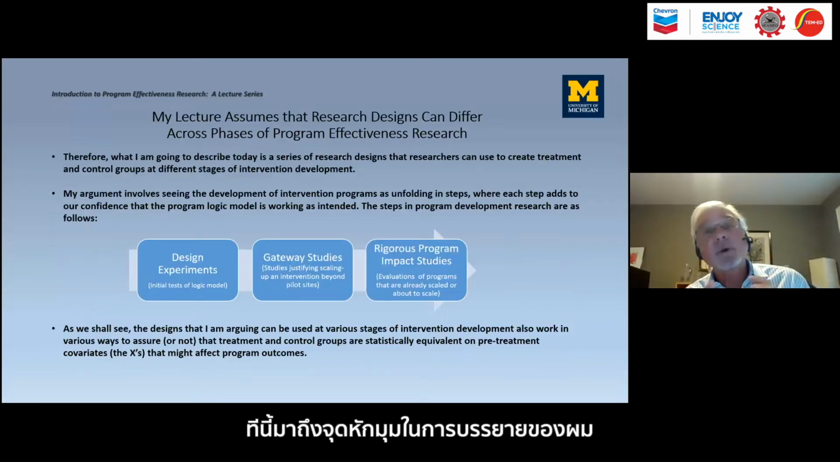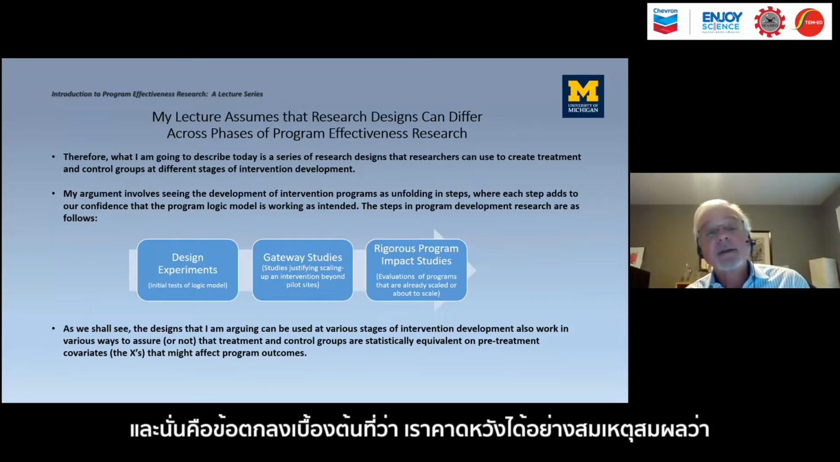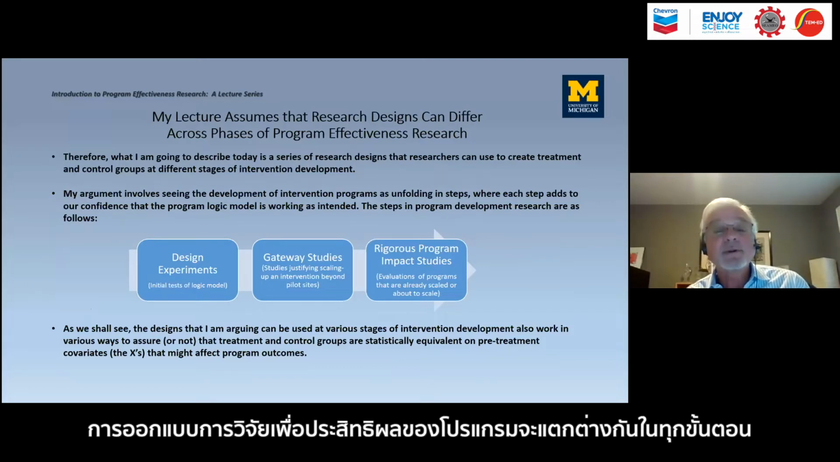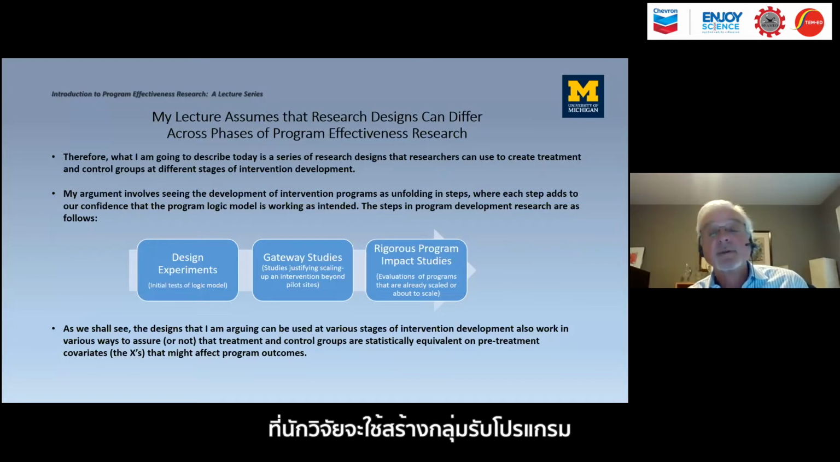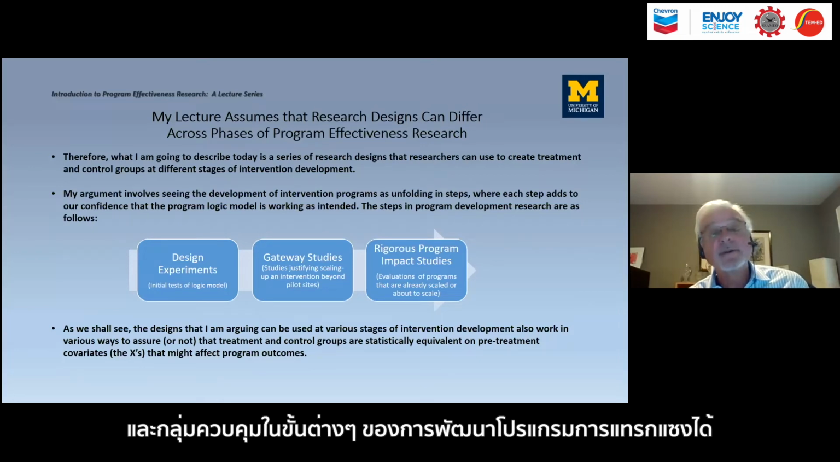Now, there's a twist to my lecture, and that is the assumption that research designs can reasonably be expected to differ across phases of program effectiveness research. So what I'm going to do today is describe a series of research designs that researchers can use to create treatment and control groups at different stages of intervention development.